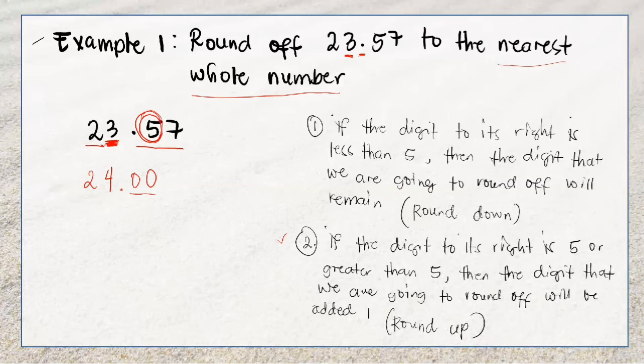But if the digit is greater than 0, then we cannot remove the 0. Since ito ay walang digit sa right niya na mas greater than 0, then we can remove it. And our final answer will be 24. So now, this is how we round off to the nearest whole number. Now, let's proceed with example number 2.